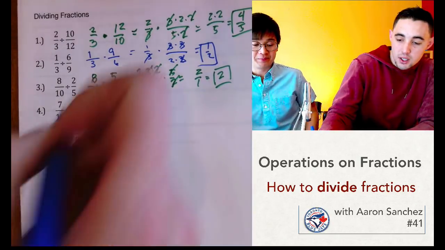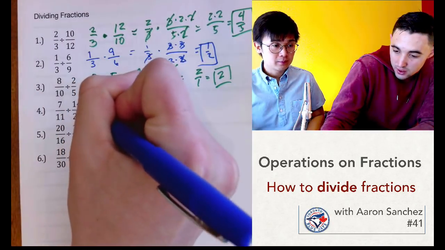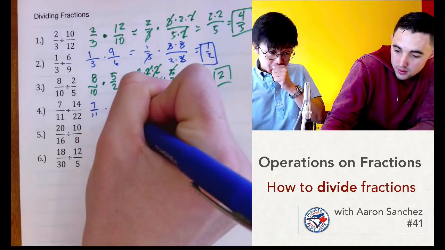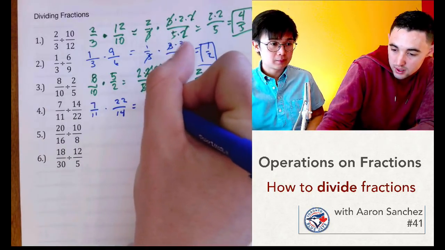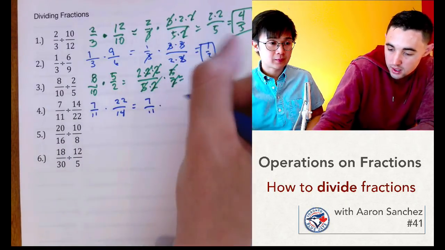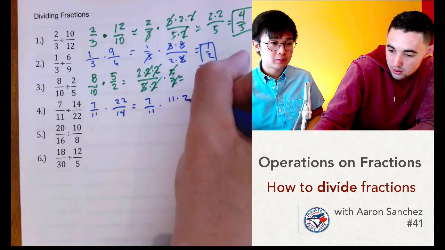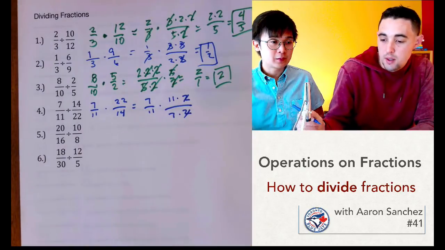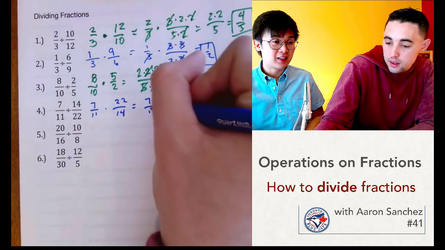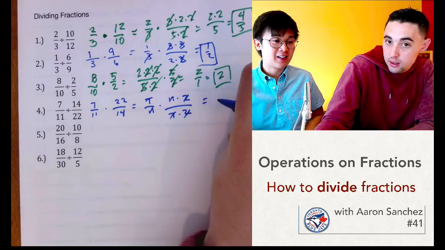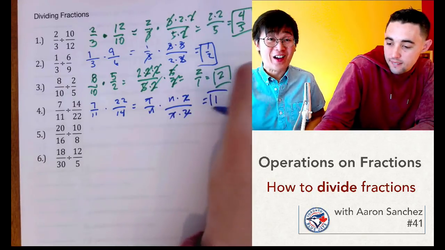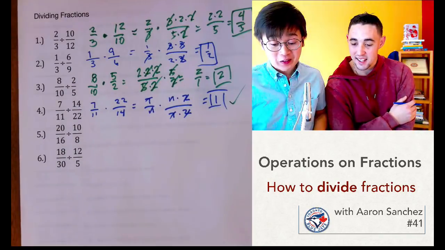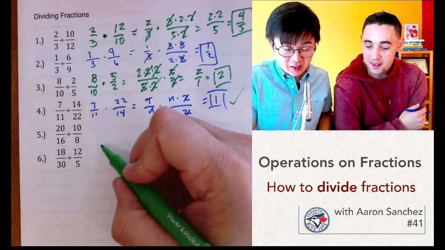All right. Question number 4, 7 over 11 divided by 22 over 14 equals 7 over 11 times 14 over 22, and we cancel out. What else can we cancel? Cancel out. There. Equals 0? Is it 0? No, it's 1. It is 1, so number 4 is also equal to 1. See how fun dividing fractions is?